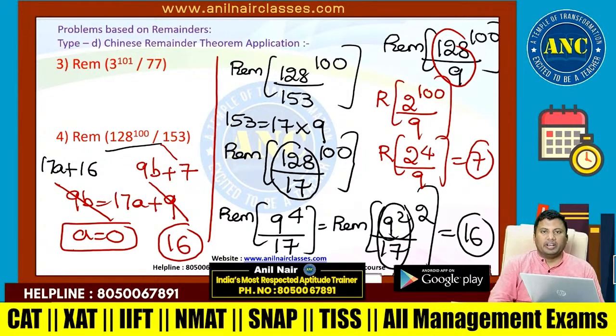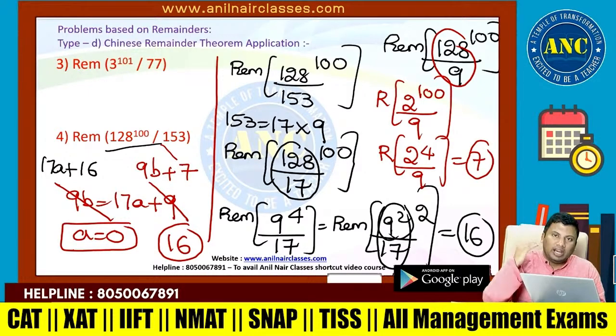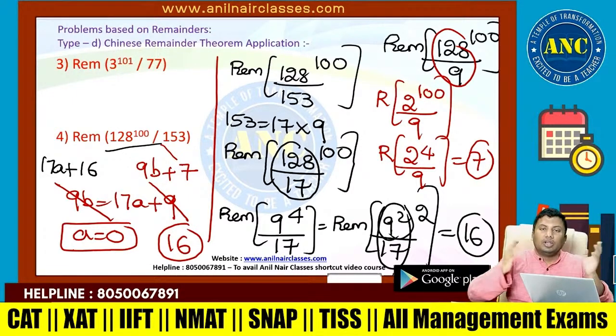Four questions we did. How to use Chinese remainder theorem to eliminate incorrect answer options. First, I did not write it as a product of coprimes. I just wrote it as a product of prime numbers and used the primitive rule. If a number is not divisible by 3, how can it be divisible by 9?